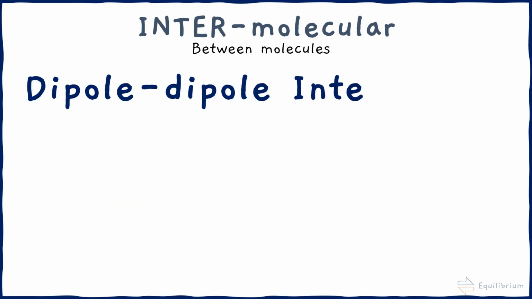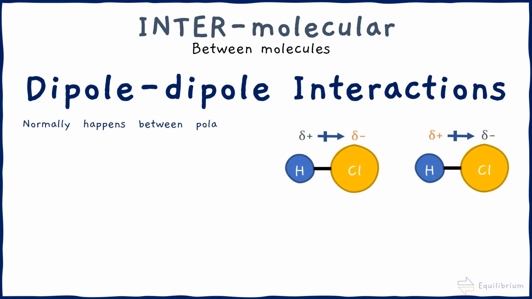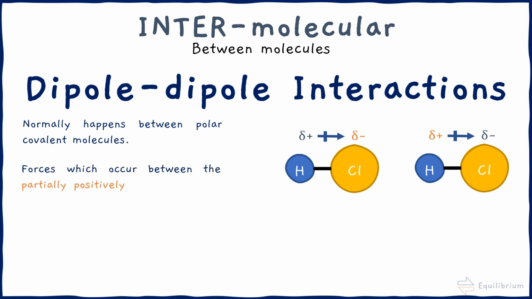Firstly, we have dipole-dipole interactions. These normally happen between polar covalent molecules. These are forces between the partially positively charged part of a molecule and the partially negatively charged part of the neighboring molecule.